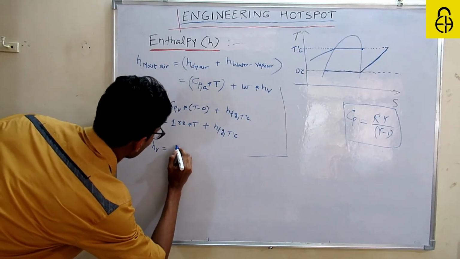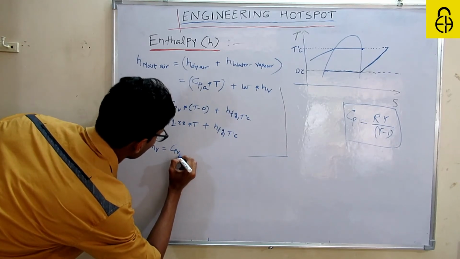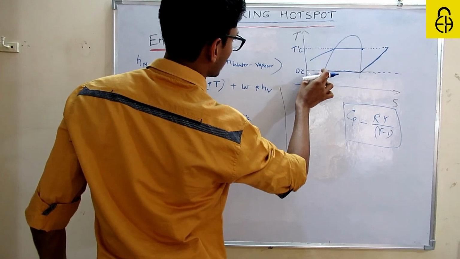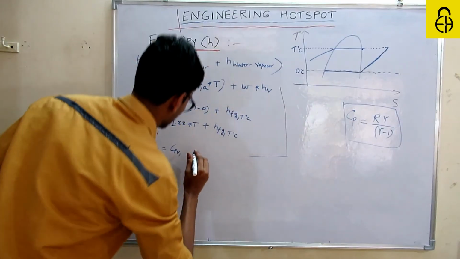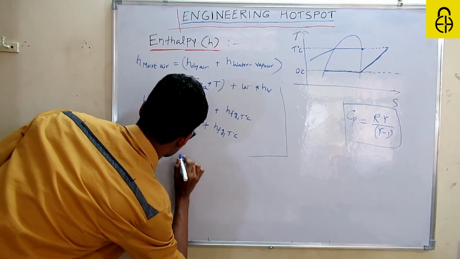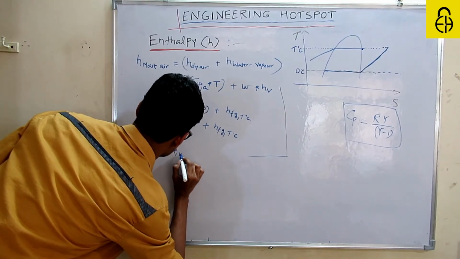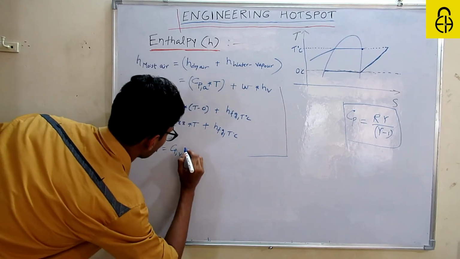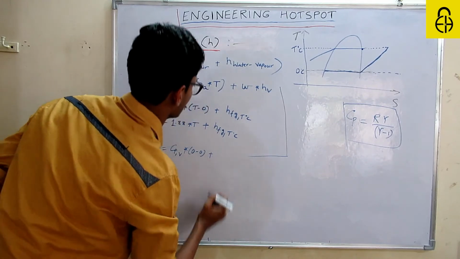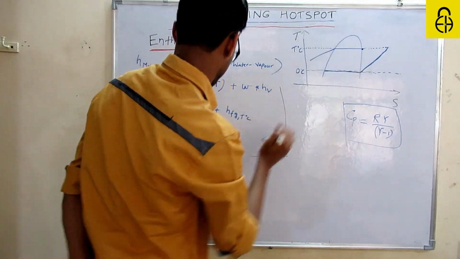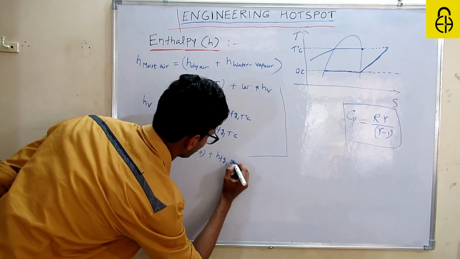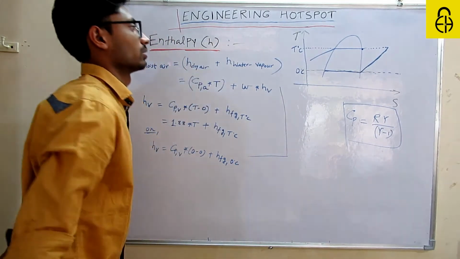HV will be Cp of vapor. See, we don't have any sensible enthalpy part. We don't have any difference. So this will be actually Cp of vapor into 0 minus 0, plus this part. This part is what? HFG at 0 degree Celsius.